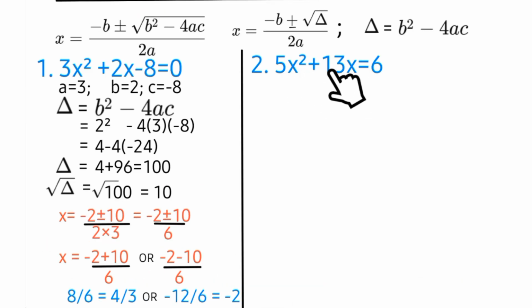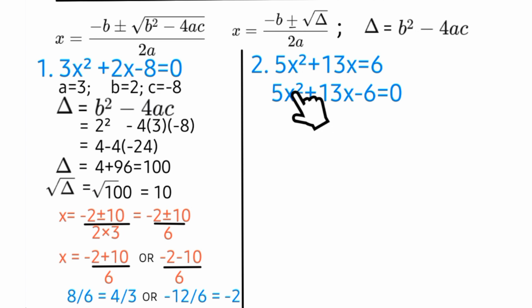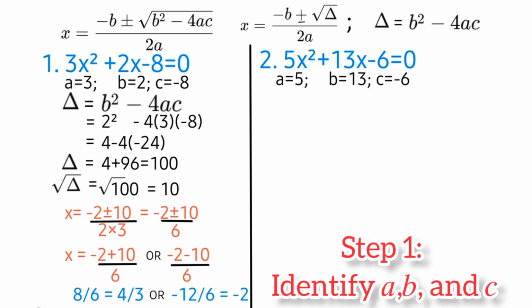Now let's answer question number 2. We have 5x squared plus 13x equals 6, but the general expression for a quadratic equation is ax squared plus bx plus c equal to 0. So we are expected to equate this equation to 0 by taking 6 to the left hand side and equating to 0. So the equation changes to 5x squared plus 13x minus 6 equal to 0. So this is the equation we'll work with. Identify a: here a is 5, b is 13, and c is minus 6.